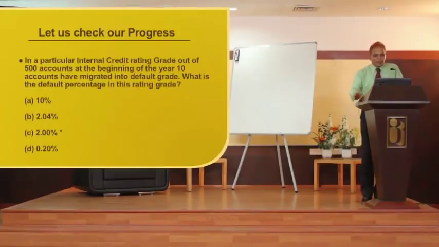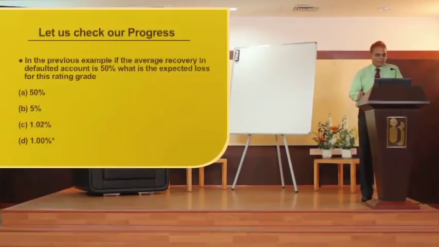In a particular internal credit rating grade, out of 500 accounts at the beginning of the year, 10 accounts have migrated into default grade. What is the default percentage in this rating grade? We know that we calculate the probability of default by dividing the number of defaults by the total number of accounts at the beginning of the year. So it is 10 divided by 500, that is 2%. So C, 2% is the correct answer.